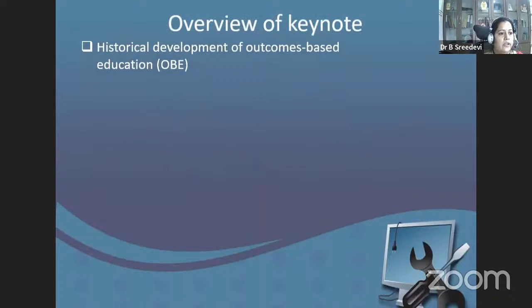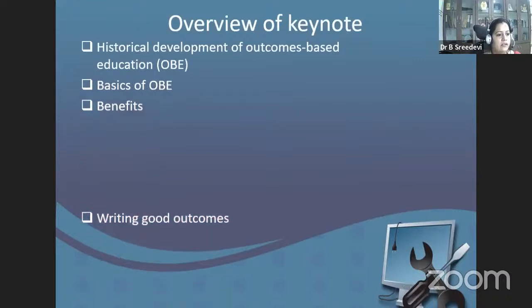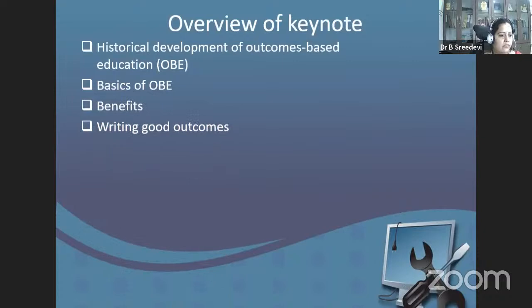So these are the things we are going to discuss in our session today. First is historical development, from where this outcome-based learning or outcome-based education, both keywords can be used. So from where this OBE originated: it originated in the UK actually. Then the basics of OBE, and the benefits and drawbacks of OBE. Whenever I say benefits, definitely there exist some drawbacks also.